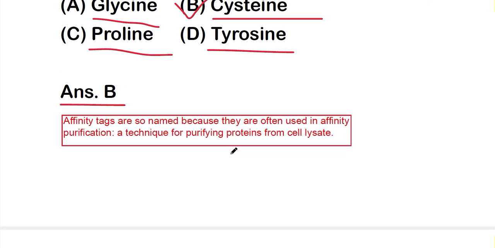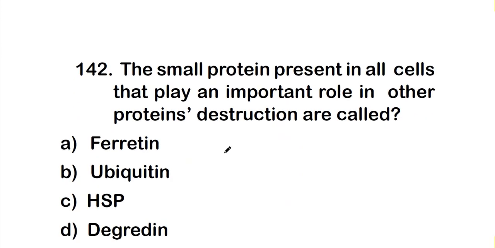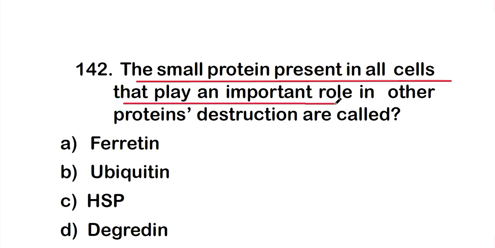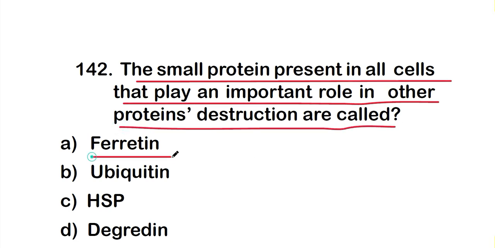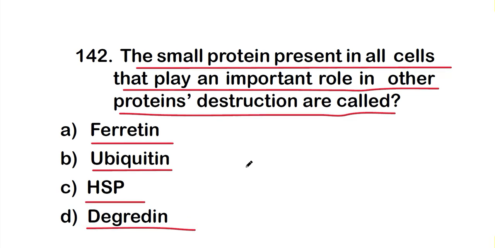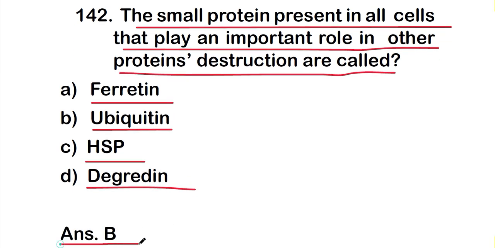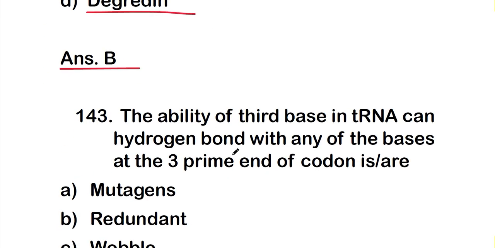Okay, so let's move on to the next one, question number 142. The small protein present in all cells that plays an important role in other proteins' destruction is called: option A ferritin, option B ubiquitin, option C HSP, or option D degradin. And the right one is option B, that is ubiquitin. So the small protein present in all cells that plays an important role in other proteins' destruction is called ubiquitin.